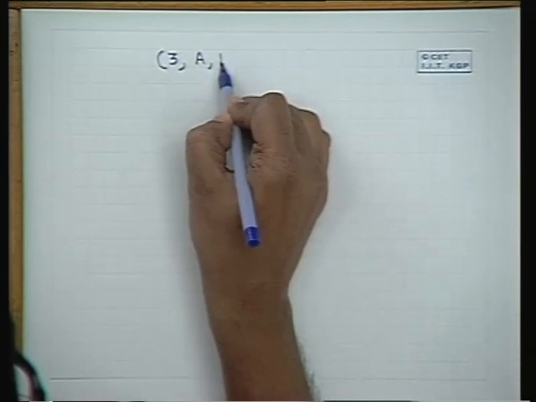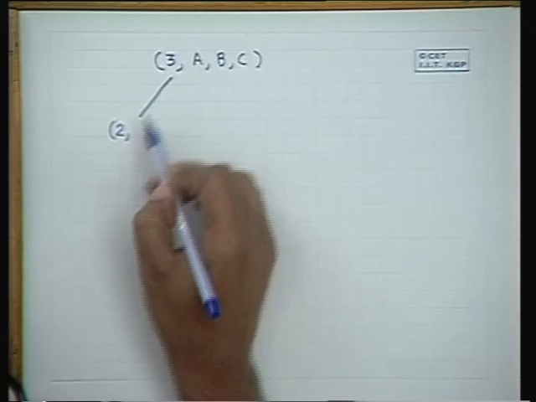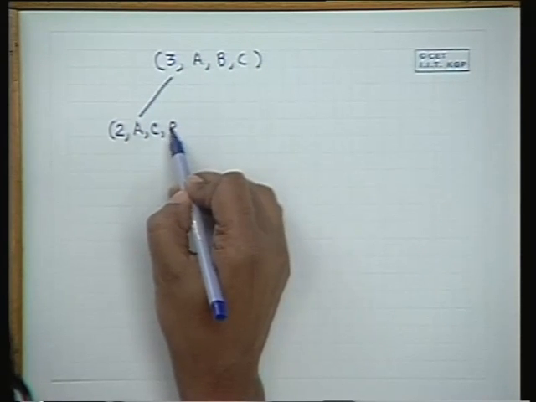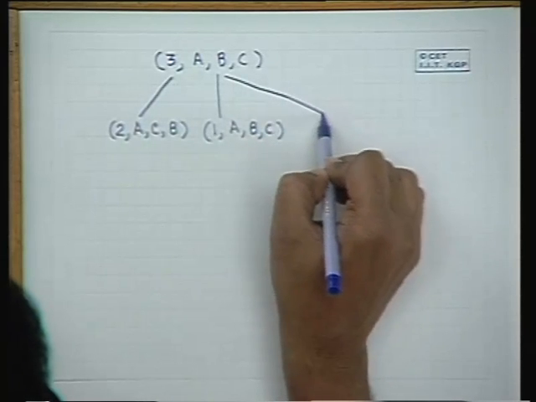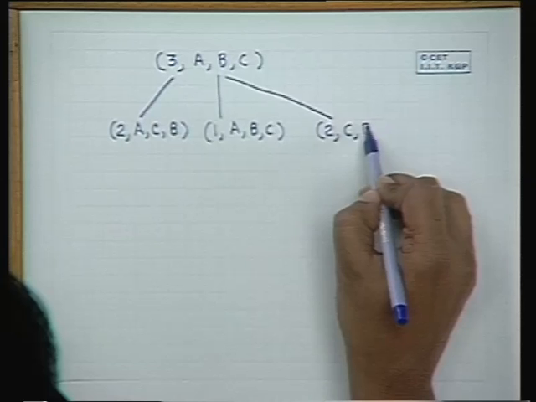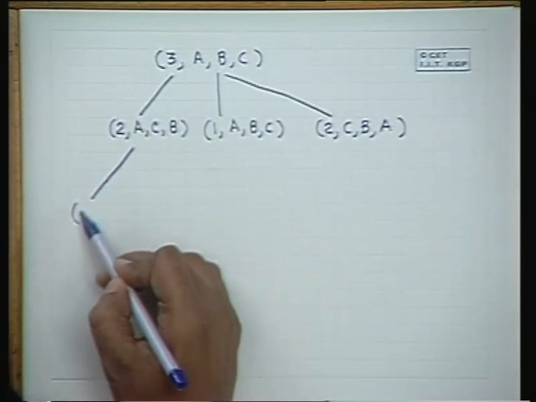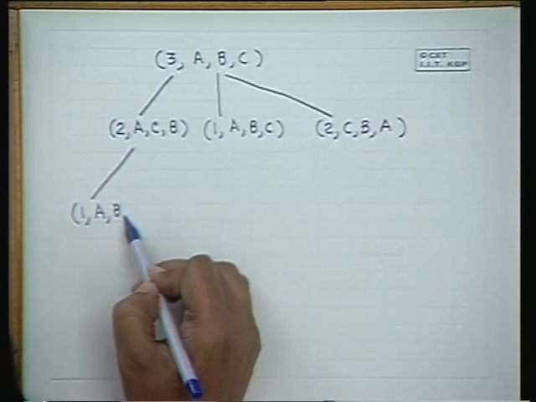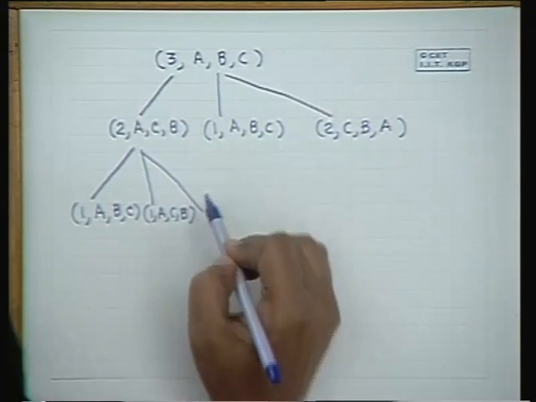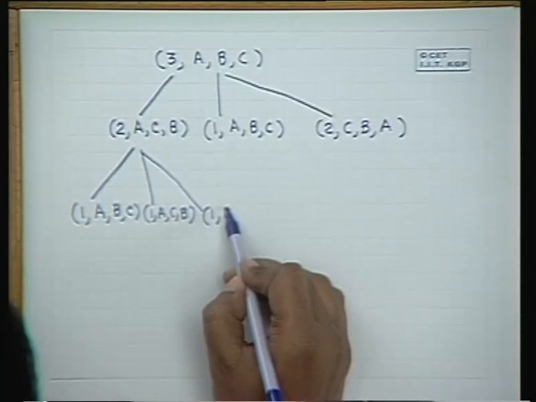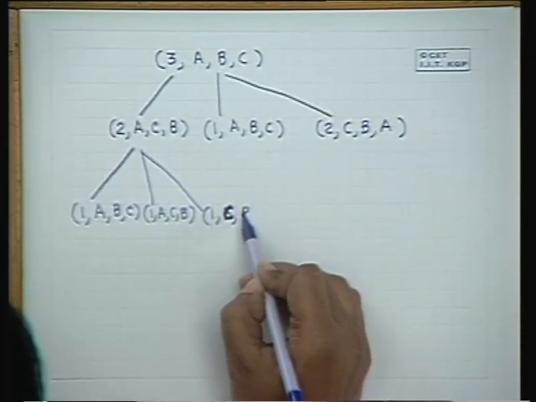3 A, B, C. This is from, this is to, this is via. And we have to solve 2 A, C, B, 1 A, B, C, and 2 C, B, A, right? Now to solve this one, I will have to solve 1 A, B, C, 1 A, C, B, and 1 B, C, sorry, this is C, B, A, right?